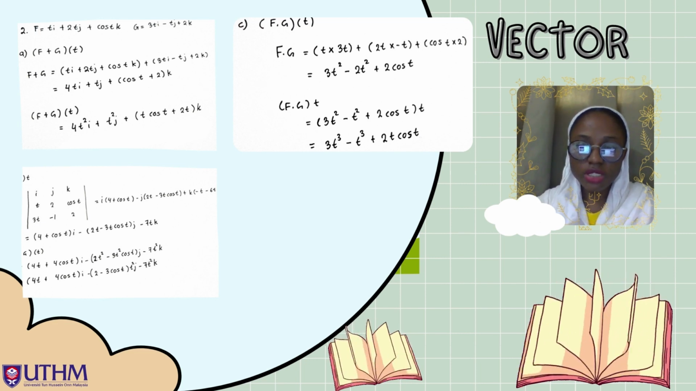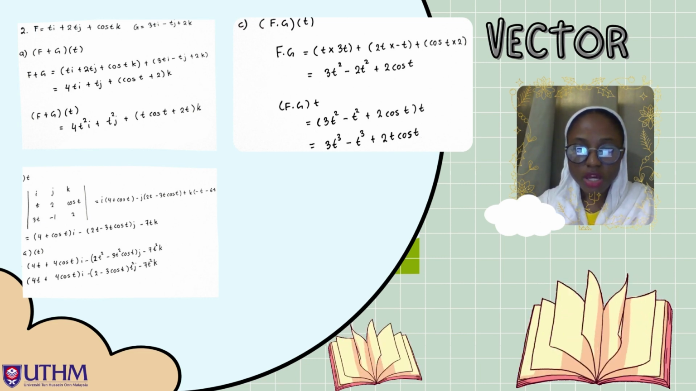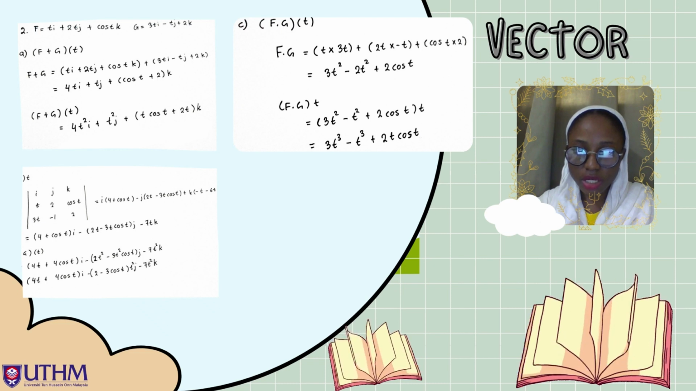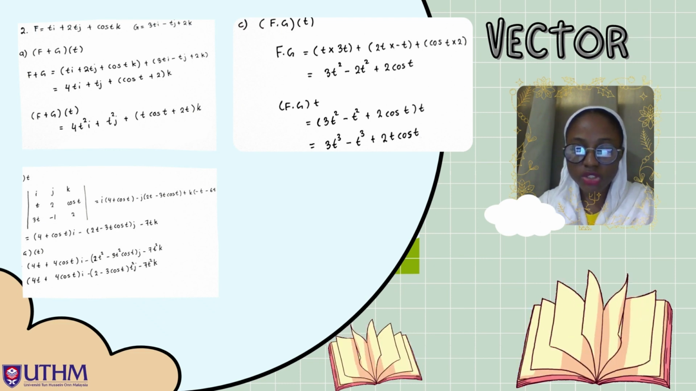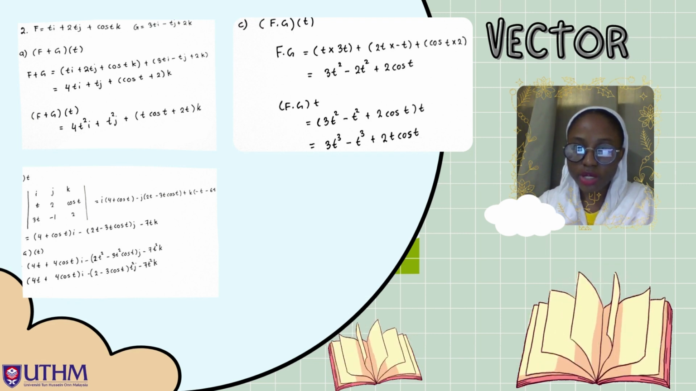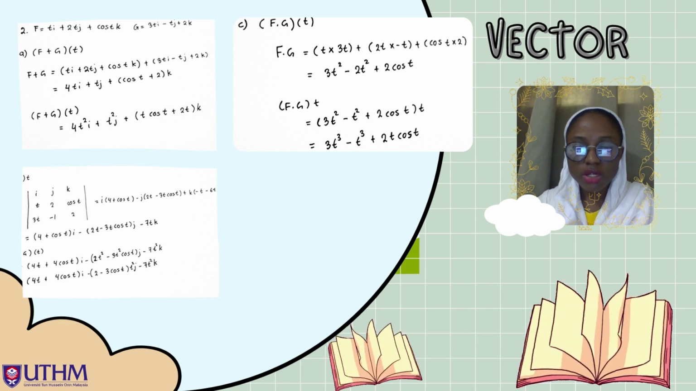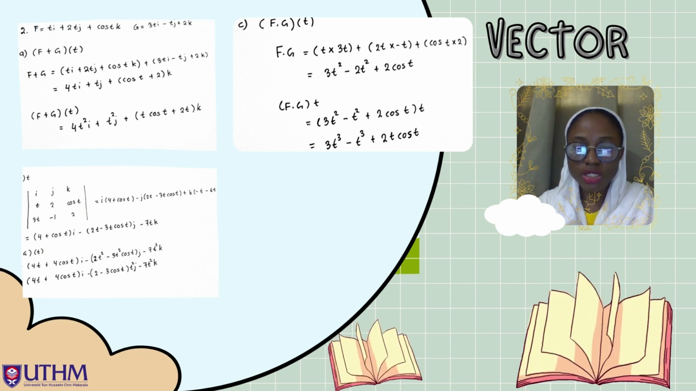Now this equation will be multiplied with t, which will give the answer of (4t plus 4 cos t) i minus (2t squared minus 3t squared cos t) j minus 7t squared k, which can be simplified into (4t plus 4 cos t) i minus (2 minus 3 cos t) t squared j minus 7t squared k.